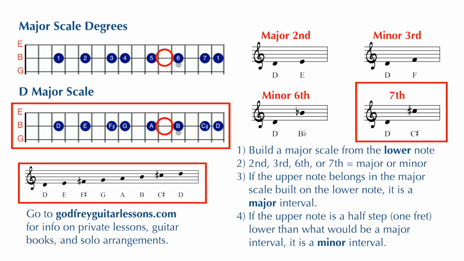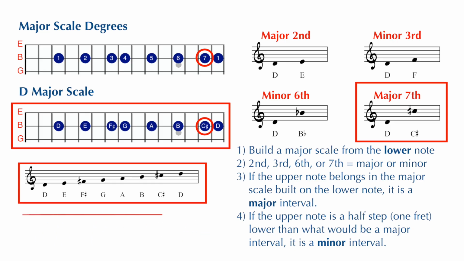And D to C sharp is a seventh. C sharp is the 7th degree of the D major scale, so it belongs. So D up to C sharp is a major seventh.